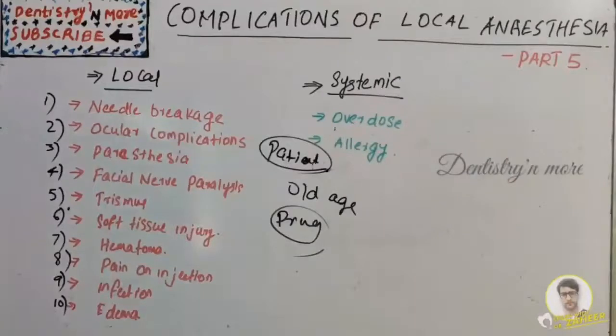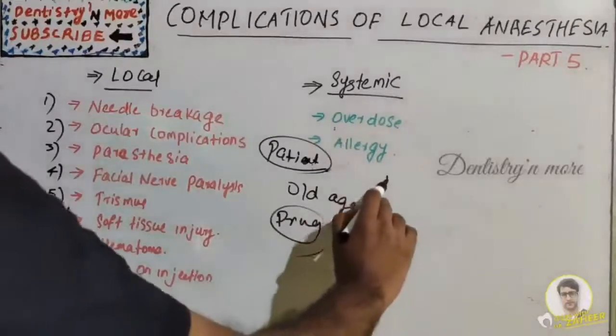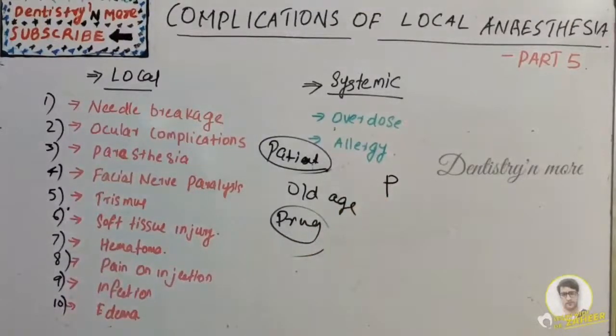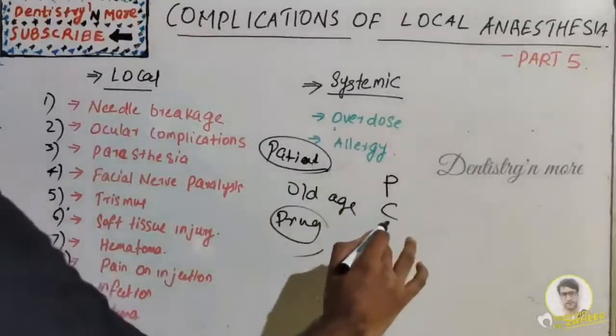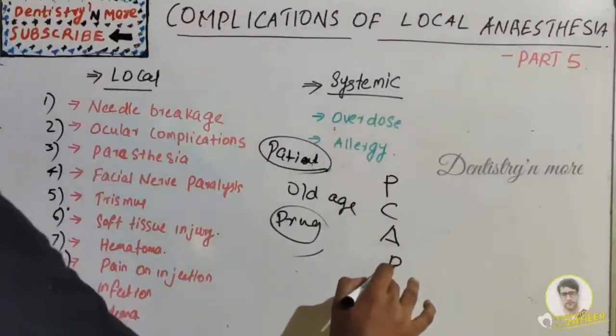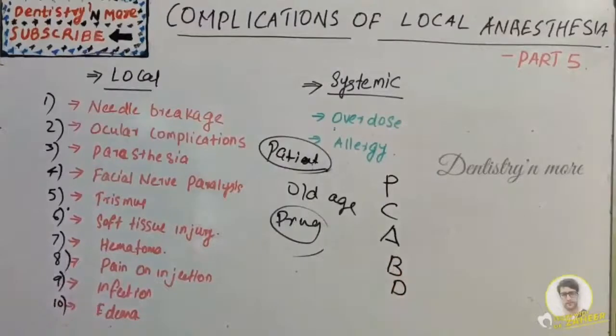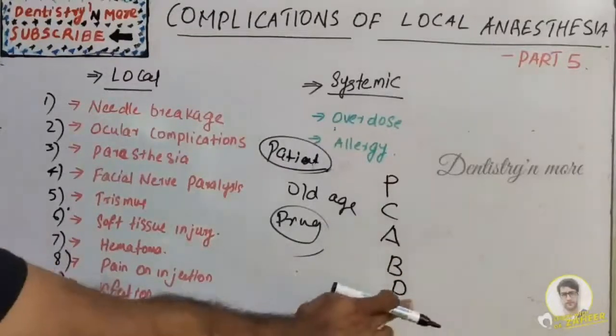So for management, we can manage mild onset and severe onset differently. The basic emergency management: the first thing is proper positioning. The synonym is PCABD, that is positioning, circulation, airway, breathing and definitive care.